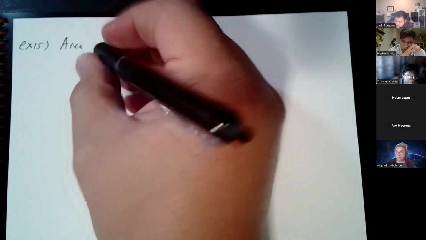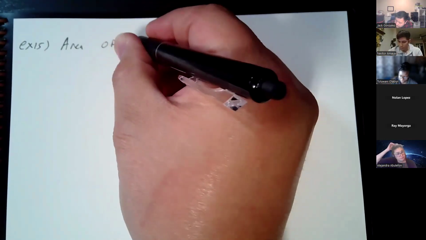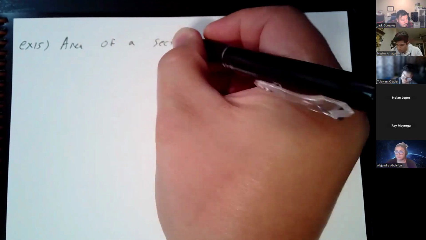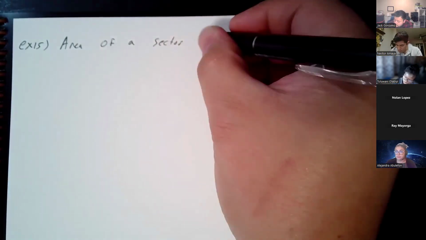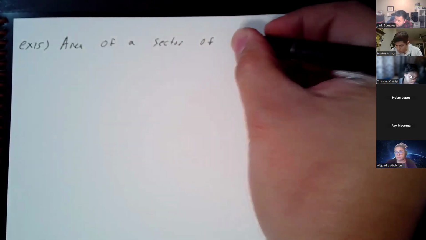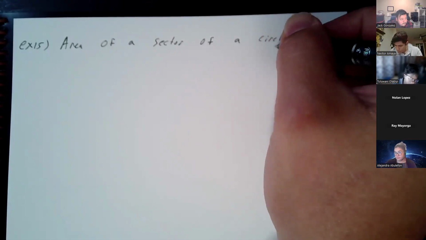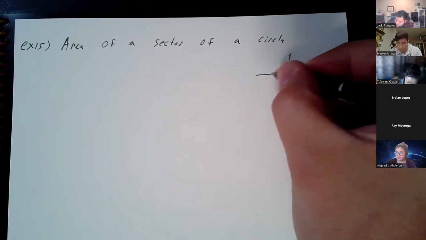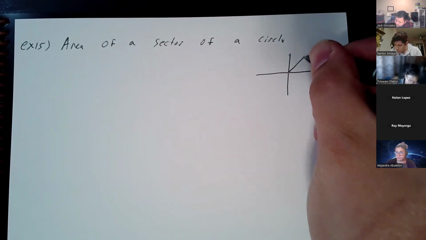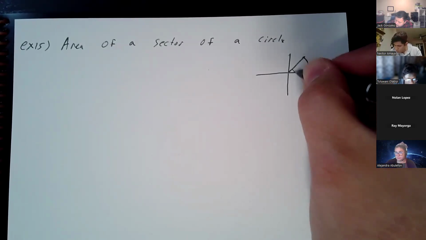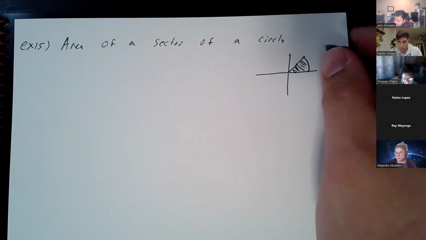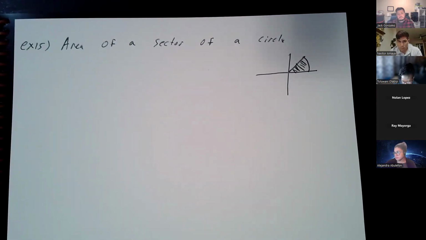Area of a sector is basically the area of a slice of pie out of the circle. You slice a little piece off. What's the area? That's what this next part is about, how to find it. So basically, if you want this whole section, that's the sector. Okay.